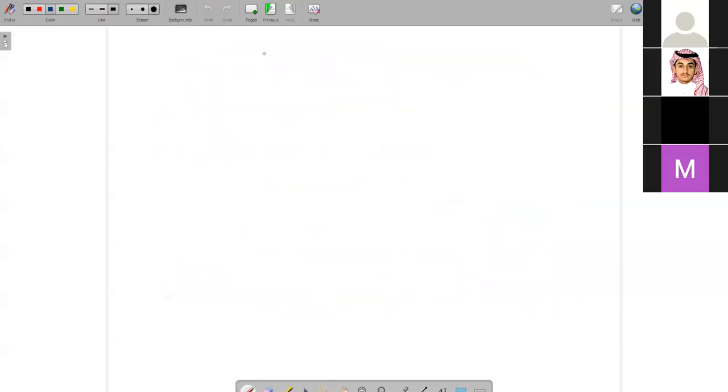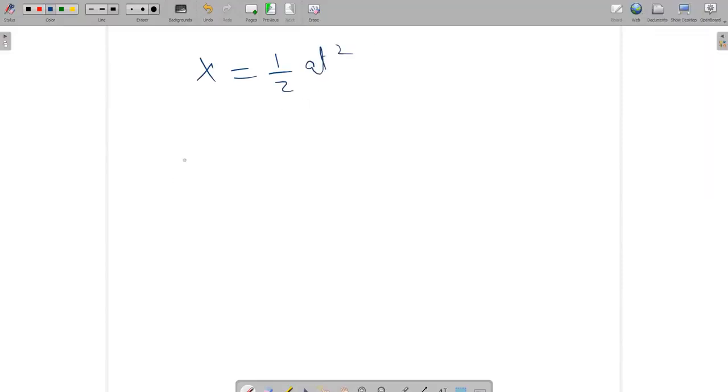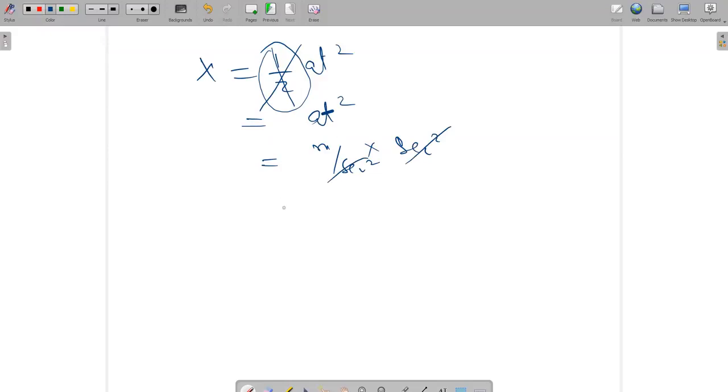After this, we discussed that if we have the expression 1 over 2 AT square, we can find the dimension. This is a constant, and constants we neglect. We only consider AT square. AT square means meter per second square times second square. Second square cancels with second square, and the answer is meter, so its dimension is L.